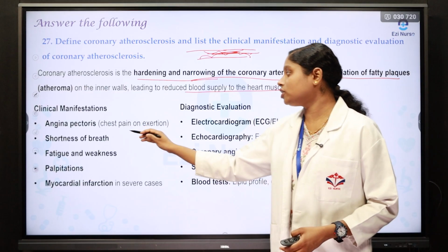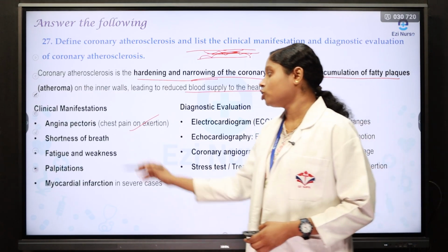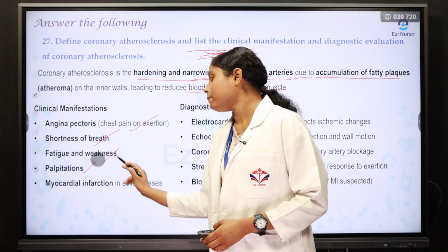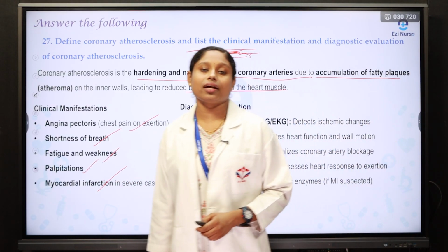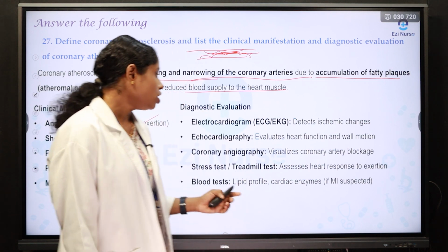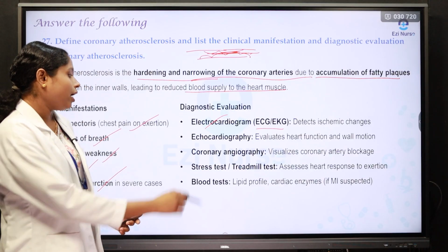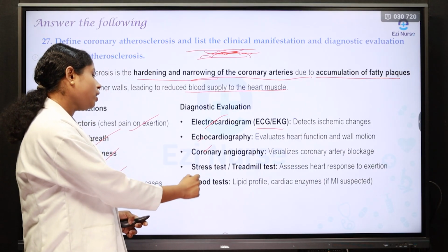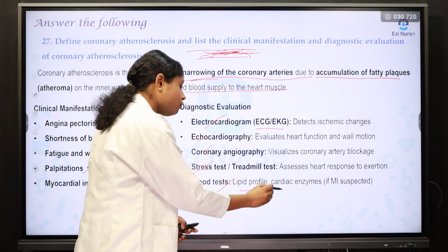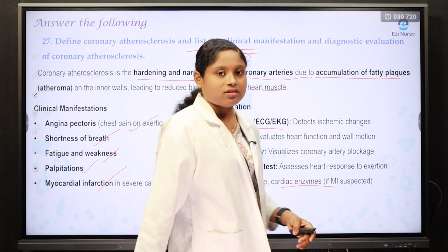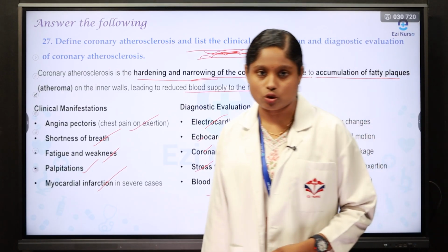So what are the clinical manifestations? Chest pain on exertion, also known as angina pectoris. Shortness of breath, fatigue and weakness, palpitation, myocardial infarction in severe cases, like heart attack. So, diagnostic evaluation: electrocardiogram, ECG or EKG, echocardiography, coronary angiography, stress test or treadmill test, and blood tests like lipid profile, cardiac enzymes if MI is suspected. So, if MI is suspected in the case, we need to go for the cardiac enzymes test also.